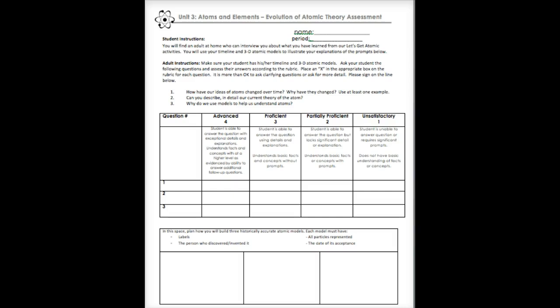So, what this assessment does is it serves a couple of purposes. Like I said, number one, it gets kids talking to the adults at home about what they're learning at school. It helps students work on explaining what they're learning, which is definitely a science practice skill, being able to communicate what they've learned. And then the parent or guardian at home is also helping that student evaluate what they know.